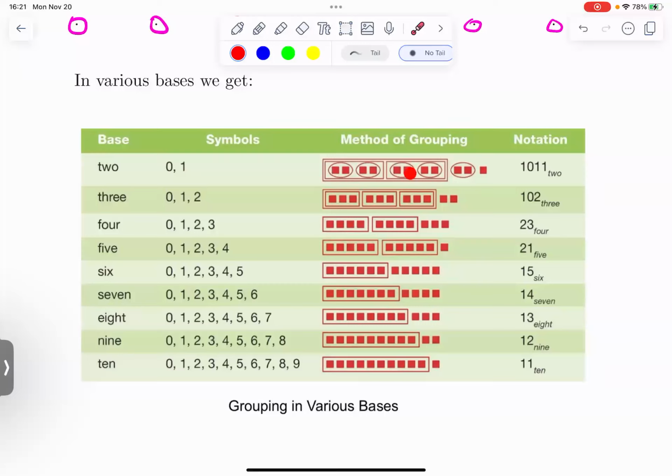And maybe let's jump ahead to arguably the most confusing one, which is base 2. So let's have a look.